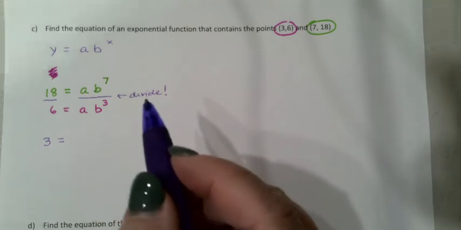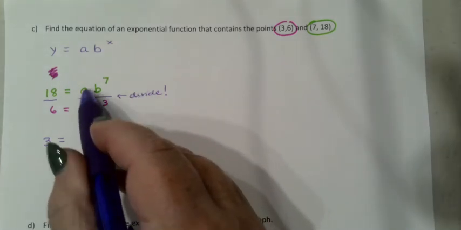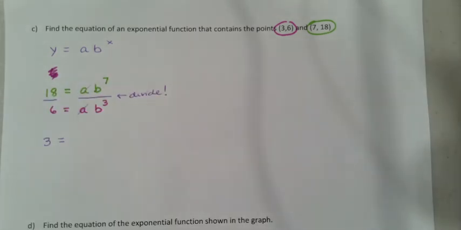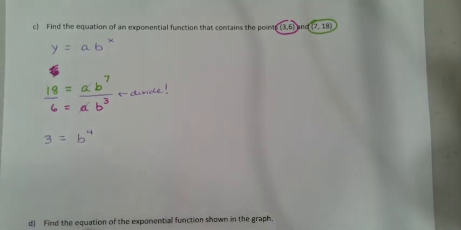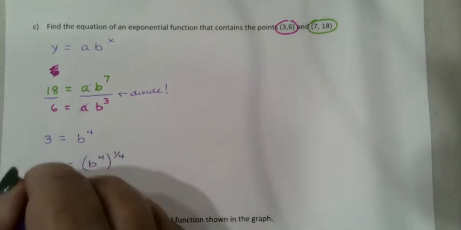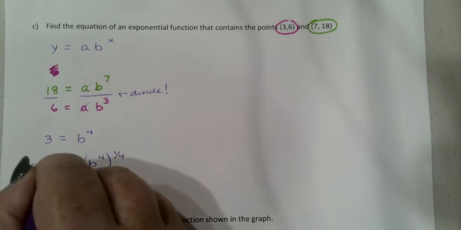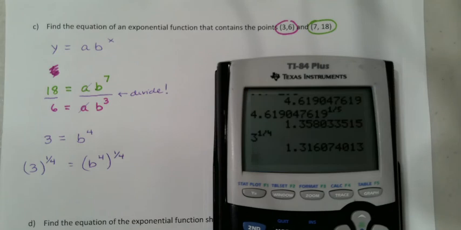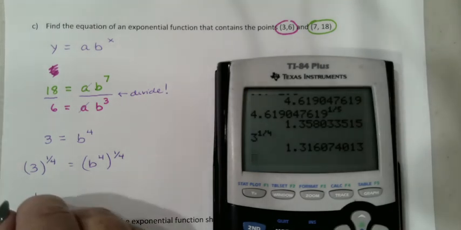And then here's why the strategy works. On the other side, the a values, a divided by a is 1. So that gets rid of the a's, and I only have b left in my equation. Subtracting my exponents, I'll get b to the 4th. And then solving for b, I'll have to take the 1/4 power on both sides. And I get about 1.316.